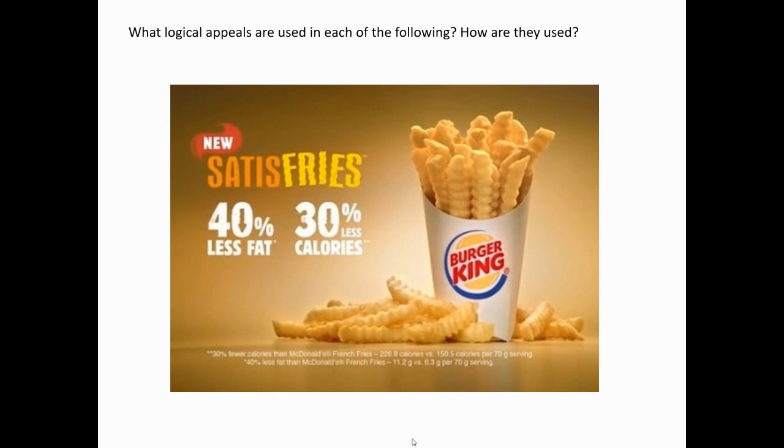What question does this beg? What question do you want to ask after hearing this? My question is, 40% less fat than what? Previous Burger King fries? 30% less calories than what? And if you read down at the bottom, it's kind of blurry so you can't see, but it says it's comparing Burger King fries to McDonald's French fries. So that's some important information.